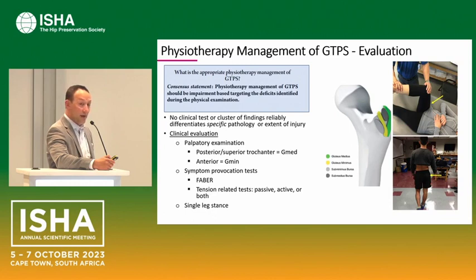And around the trochanteric area, you may be able to differentiate between gluteus medius and minimus involvement depending on where at the trochanter they are tender.